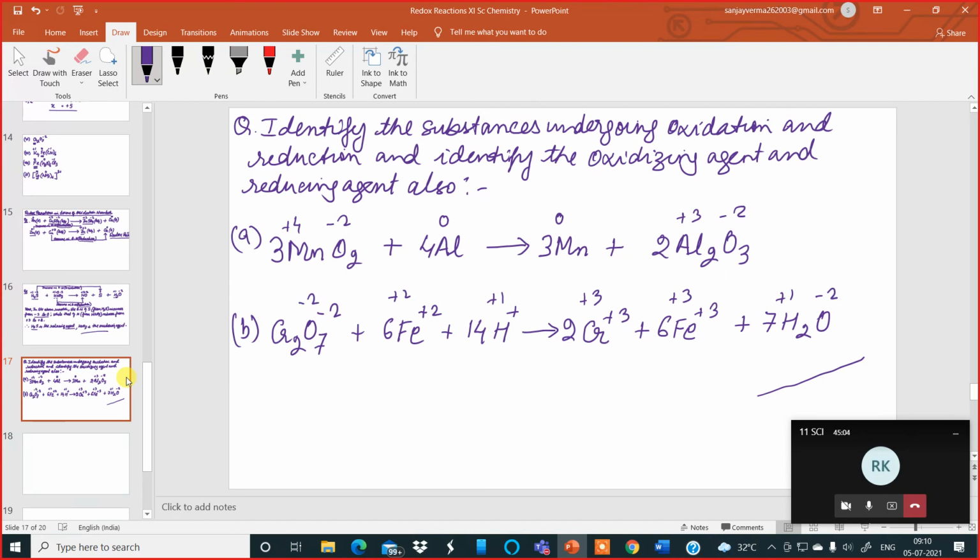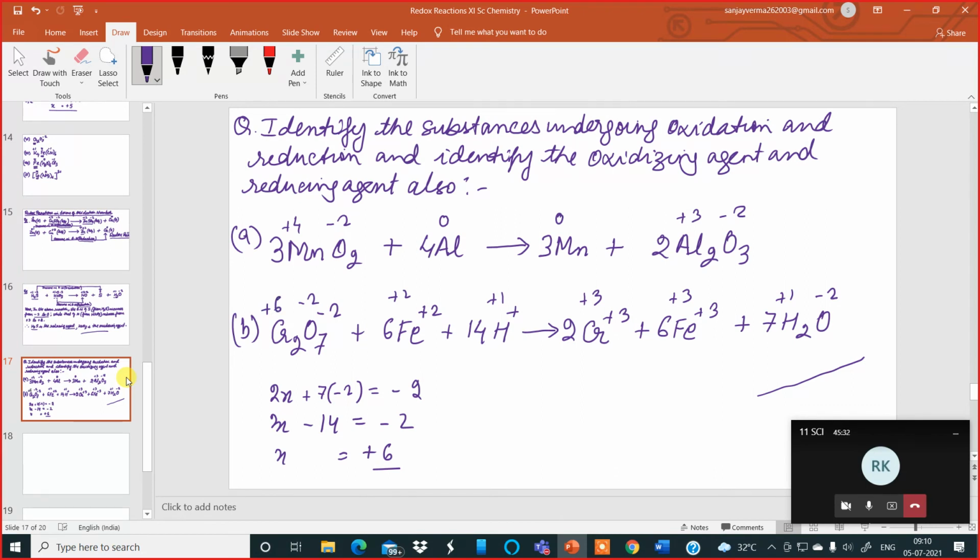The oxidation number of chromium will be how much? If you let it be X, it becomes 2X plus 7 into -2, equal to the overall charge, which is -2. So 2X minus 14 is equal to -2. So X will be equal to -2 plus 14, which is +12. So +12 by 2 is +6. So the oxidation number of chromium is +6.